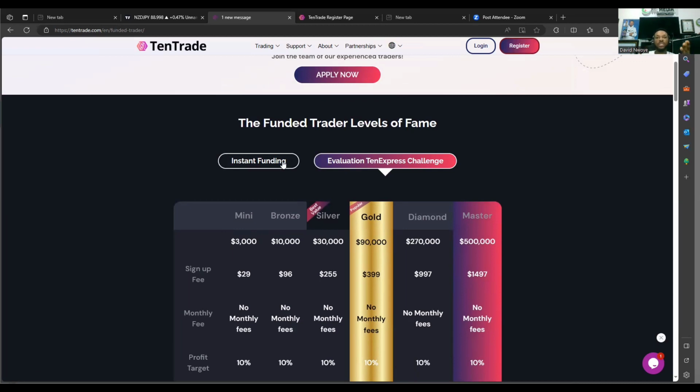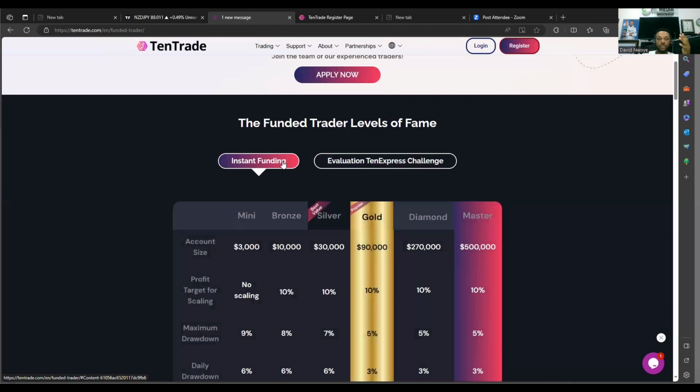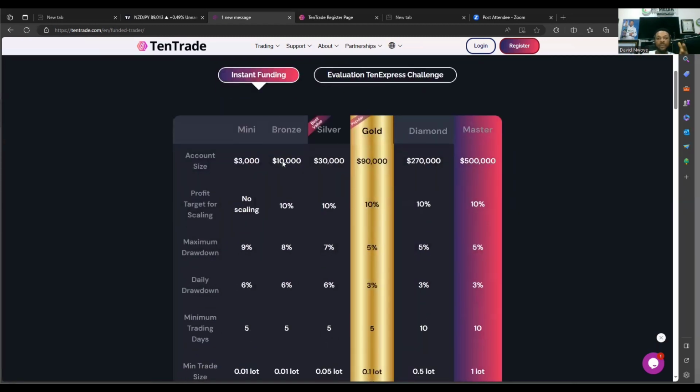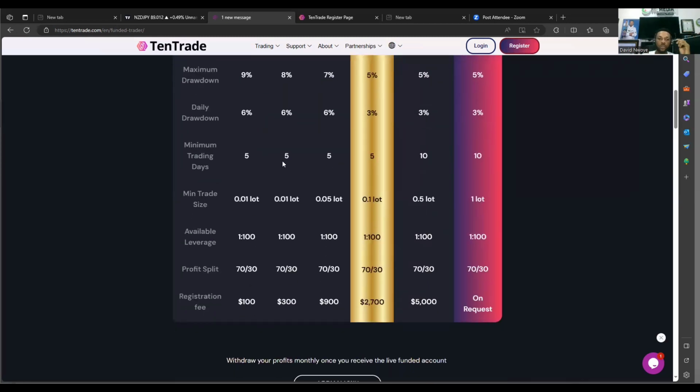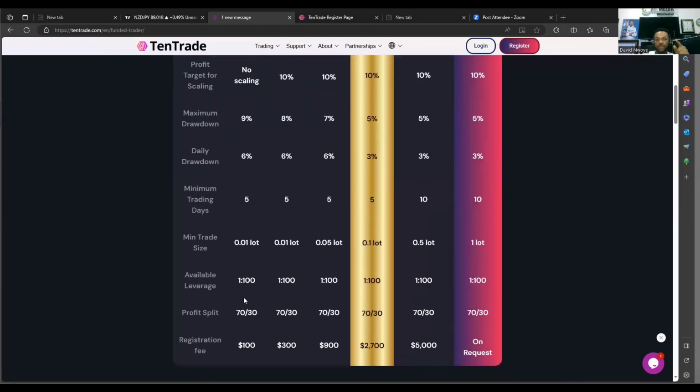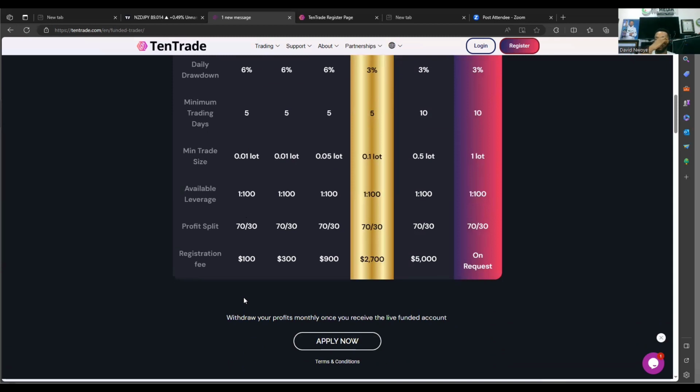So I'm breaking everything down for you. All right, you click on the instant funding account. Now, look at the instant funding accounts very well. With this one, you buy the account and you have straight-up access. Whatever profit you make is yours. You get your 70%, they take their 30%. Now, what is the cost for it? The registration fee is $100 to get a $3,000 account. Imagine getting a 3K account for $100.